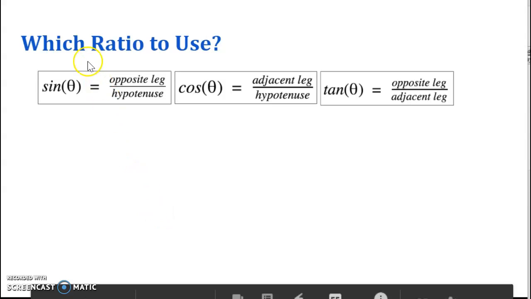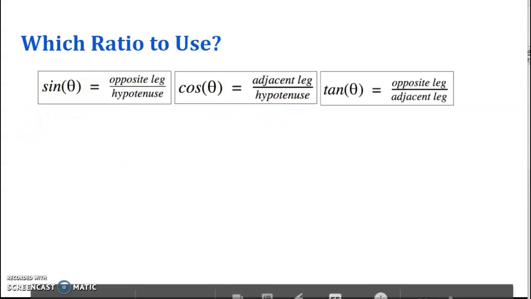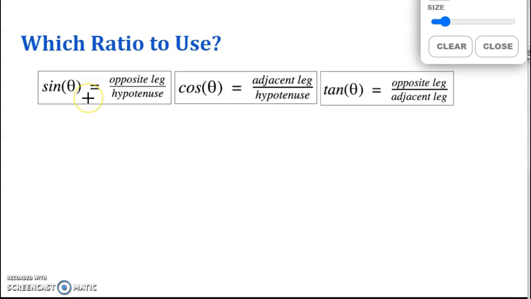So now let's talk about which ratio to use. We've learned that sine of theta is opposite over hypotenuse, cosine of theta is adjacent over hypotenuse, and tangent is opposite over adjacent. One of the acronyms that helps you to remember these ratios is SOHCAHTOA. So SOHCAHTOA says sine is opposite over hypotenuse. This is where you get the word SOH.